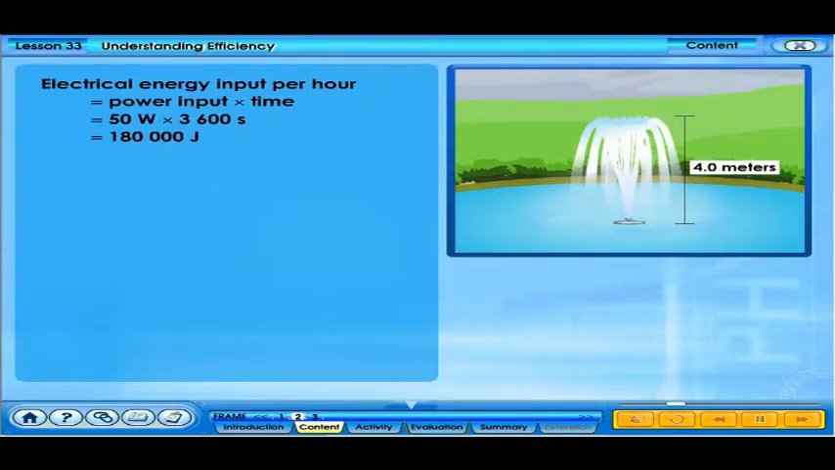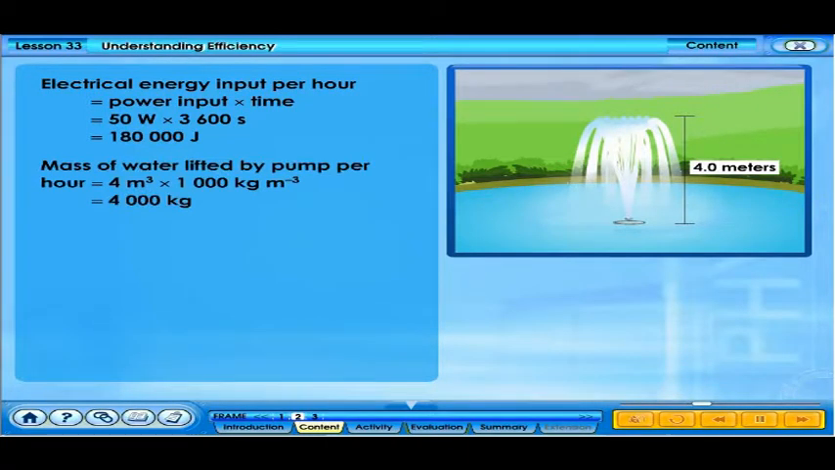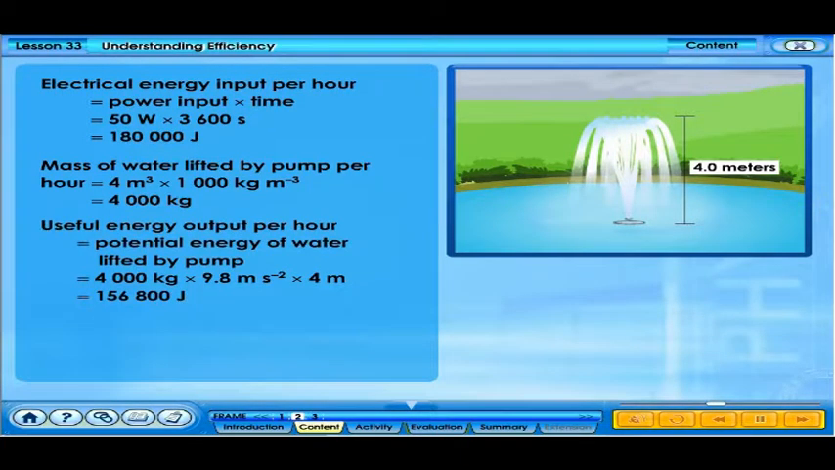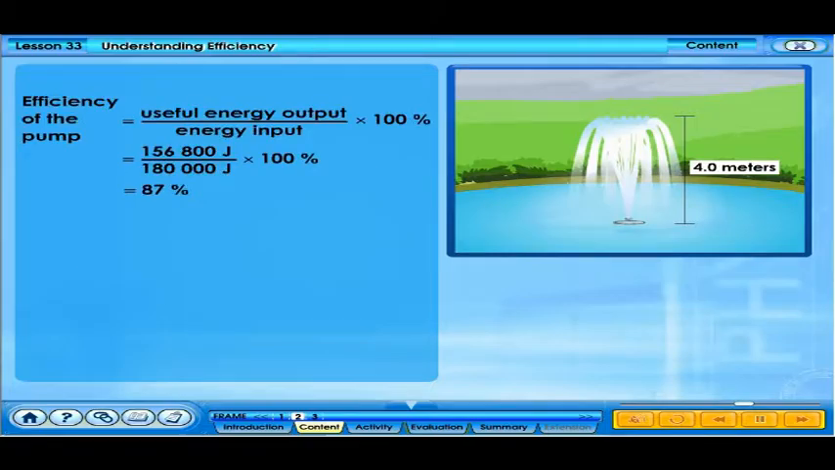Electrical energy input per hour equals power input times time. The electrical energy input per hour is 180,000 joules. Mass of water lifted by the pump per hour is 4,000 kilograms. The useful energy output per hour equals the potential energy of water lifted by the pump, that is 156,800 joules. Efficiency of the pump equals useful energy output over energy input times 100%, which equals 87%.